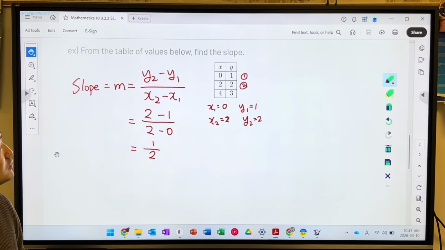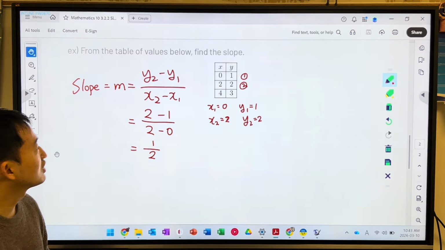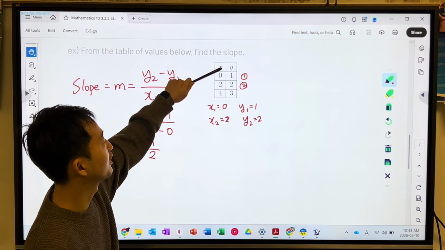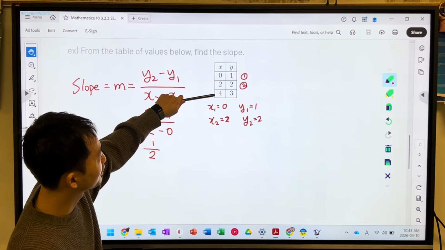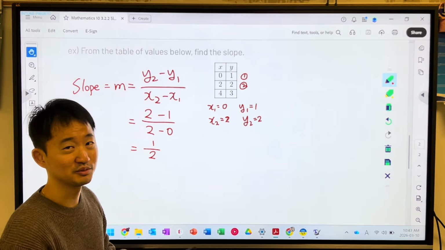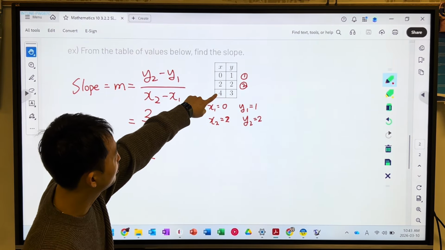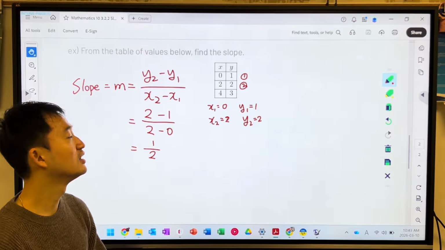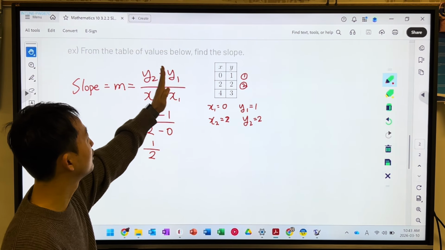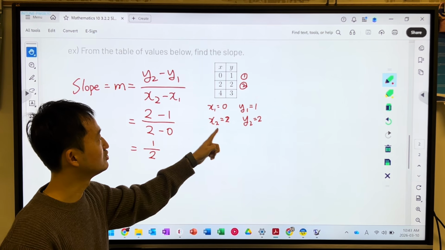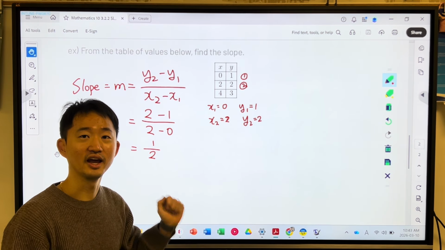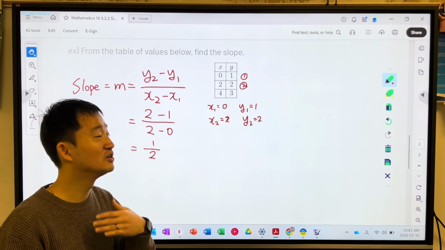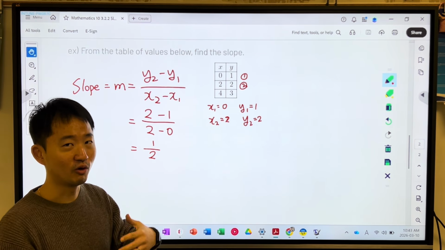If you want, you can check with additional points. You can go with this one as the first point, this one as the third point, or you can even mix up the order. You can put this one as the first point and the first point as the second point, and it'll still work, as long as you keep the order the same. So that's why I suggest you write down x1, y1, x2, y2 explicitly before we use the formula.